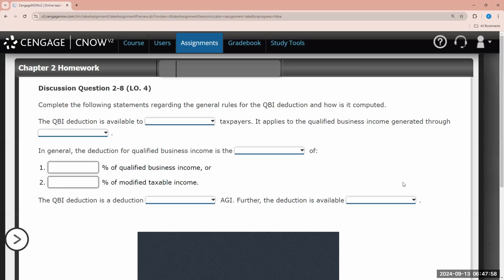So here it asks a bit more about the QBI deduction. It states, complete the following statements regarding the general rules for the QBI deduction and how it is computed. So at the very surface level, there are a few key things that you must keep in mind when it relates to the QBI. We live in this day and age where you input information into the tax software, and the tax software automatically calculates the amount of deduction. But it's very important to understand the nuance behind it, because technology is not always correct. And what if a client has a question? You want to be able to explain it to the client so that they understand.